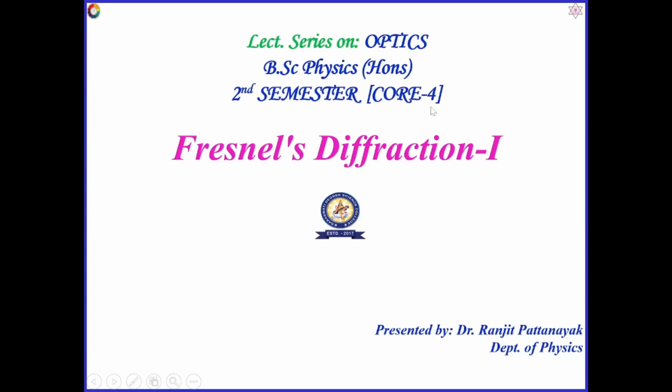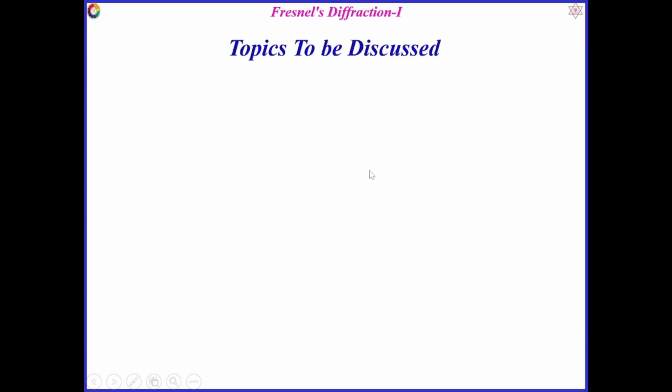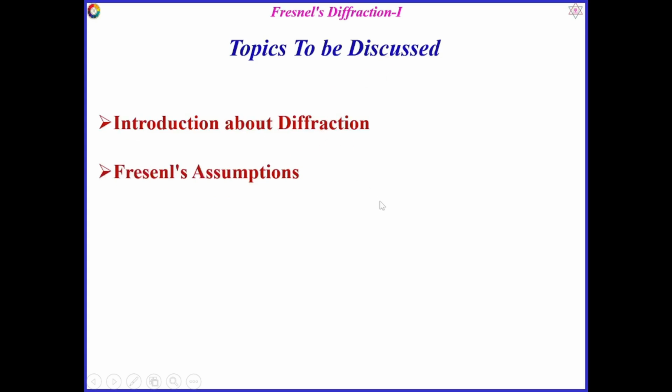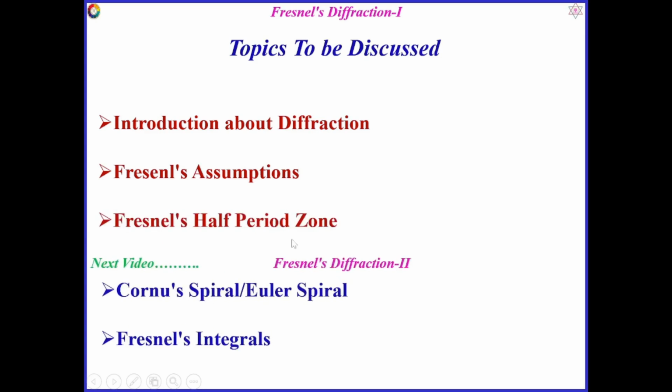This is your Core 4 paper. In this video we are going to discuss Fresnel's diffraction. This is your part 1 video. In this part 1 video we are going to discuss an introduction to diffraction, Fresnel's assumptions, and Fresnel's half period zones. In our next video, or part 2 video, we are going to discuss the Cornu spiral or Euler spiral and Fresnel's integrals.